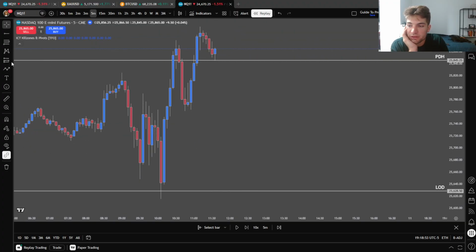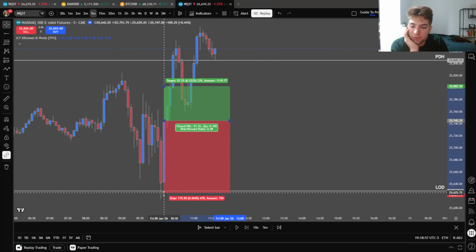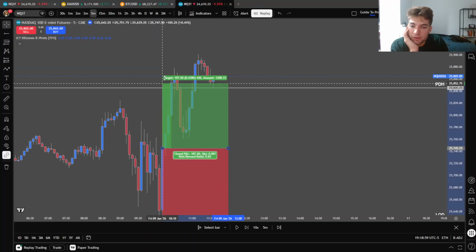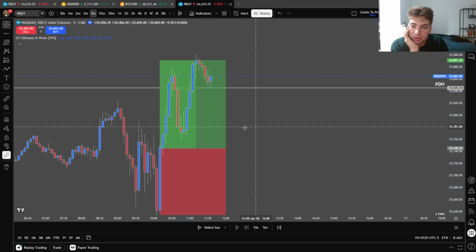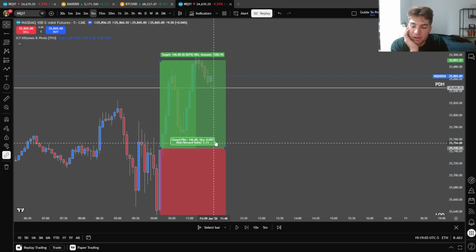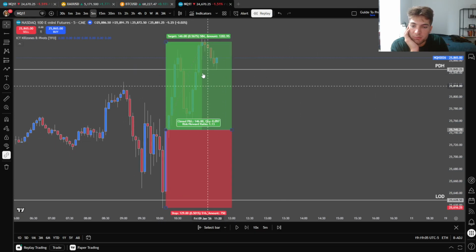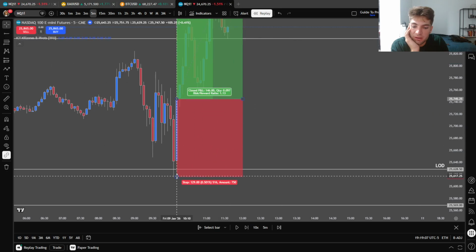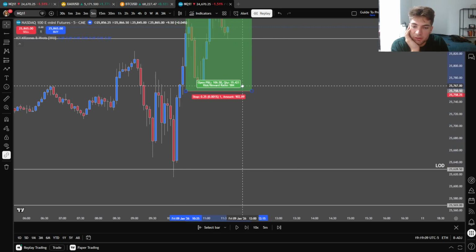Oh, this here's perfect for trails. Let's say we enter a long right here, just for the purpose of this. This is super obvious in this case. Look, we make a high, we make a lower high, then we make a higher high. Boom, first take profit gets hit. I'm trailing all the way to this low right here.